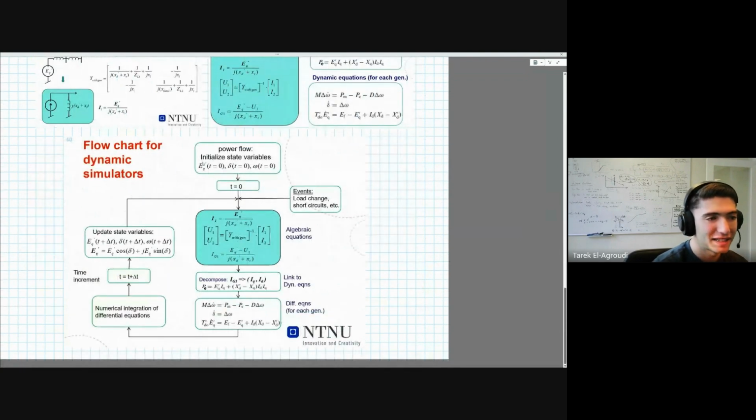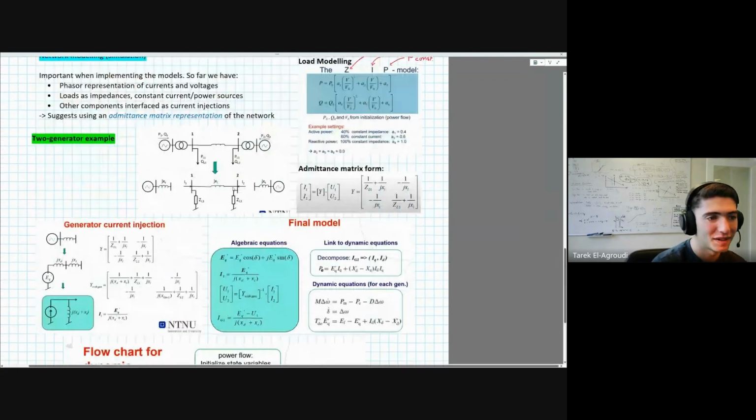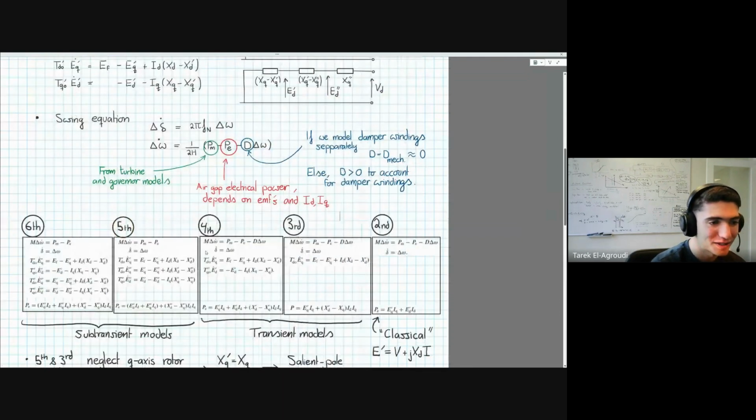And that also relates to this: whatever induced internal voltages you model, its initial condition will also depend on this power angle. So while chapter 2 here, or section 2 in my notes, describes just the swing equation, section 3 can be thought to describe how you can initialize this power angle and these internal voltages.